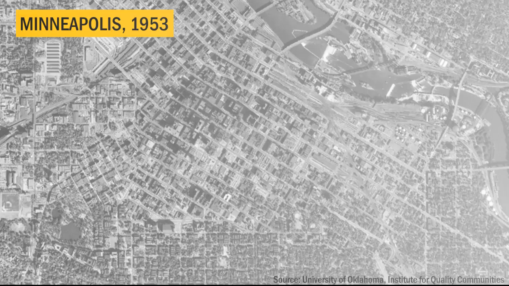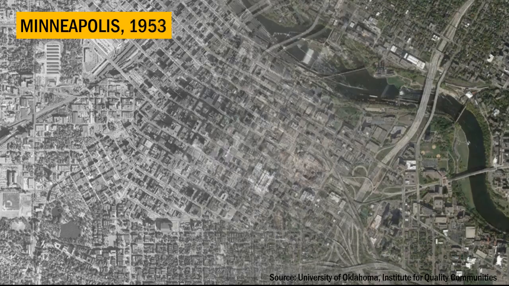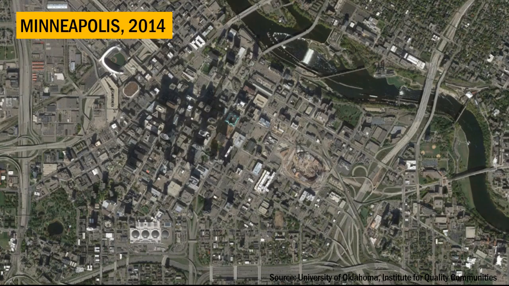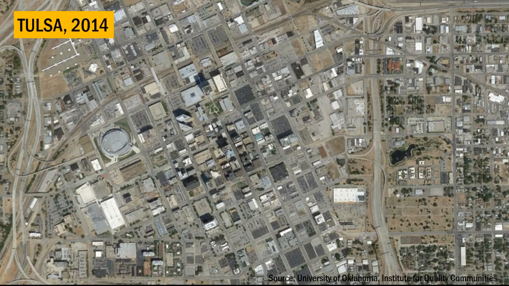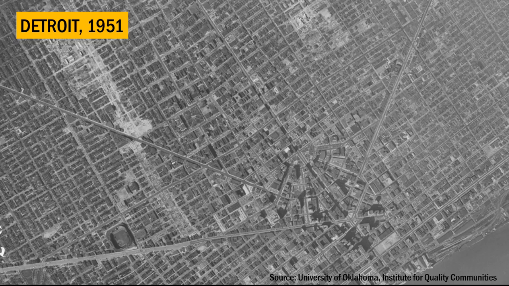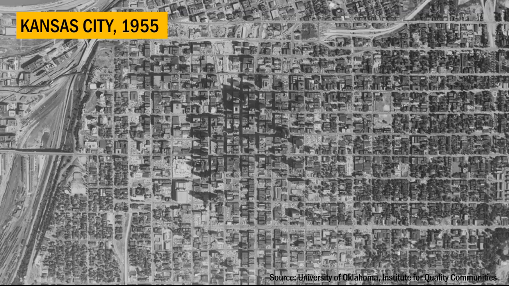Like, for example, the I-35W highway through Minneapolis, Minnesota. Notice the highway on the bottom right and the far left. In similar fashion, multi-lane highways were cutting through cities across the United States to make way for commuters and to make their commute more comfortable. More examples can be seen in cities like Tulsa, Detroit, and Kansas City, to name a few.